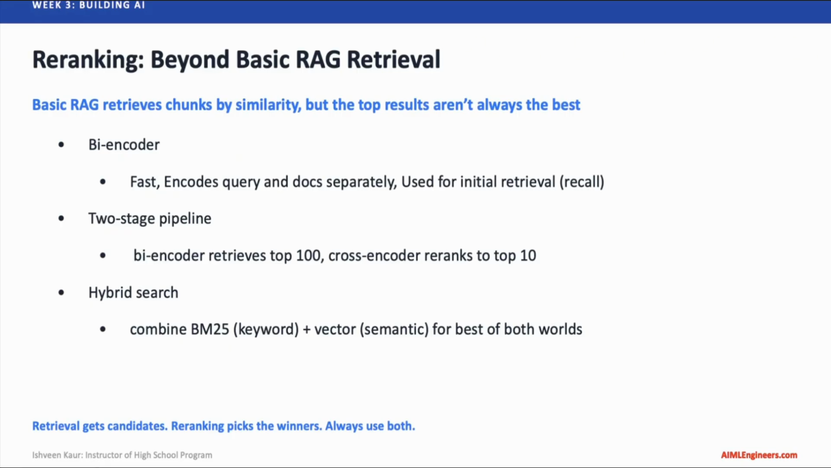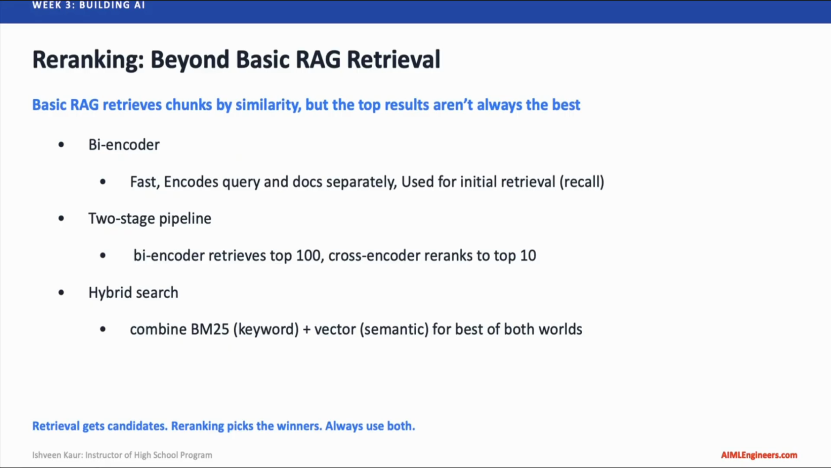So the cross-encoder can catch things that the bi-encoder might miss. A chunk that's semantically similar but not relevant to what the user is asking will get pushed down, while the ones that might not seem semantically similar but are actually relevant to what the user is asking will start to get higher up.